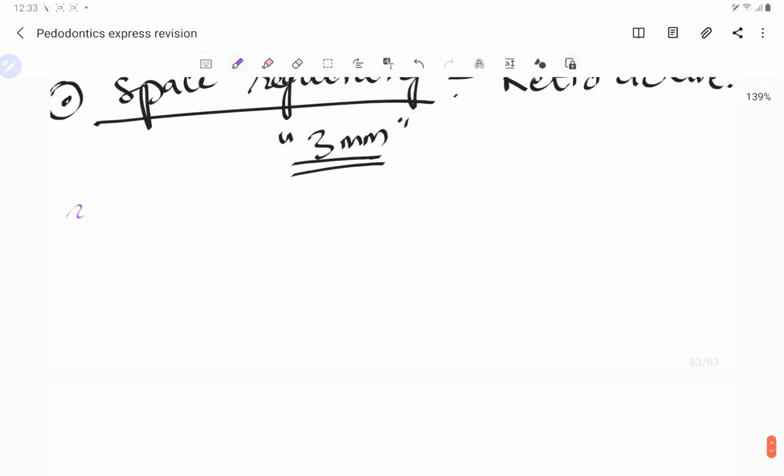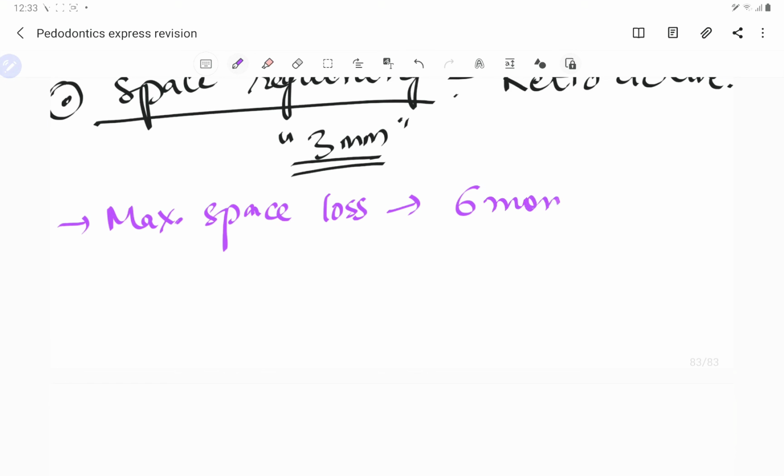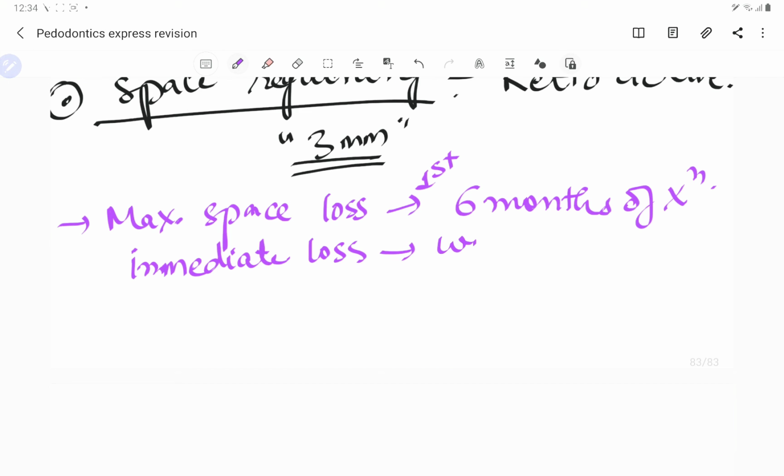And remember that the maximum space is lost within the 6 months after extraction. So I am going to write first 6 months of extraction. And most immediate losses within the 76 hours.